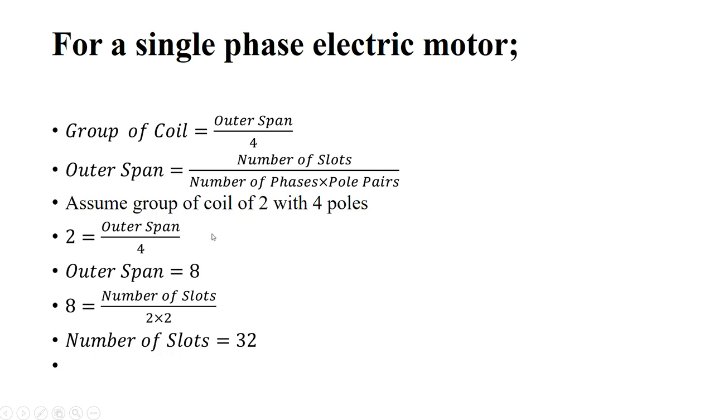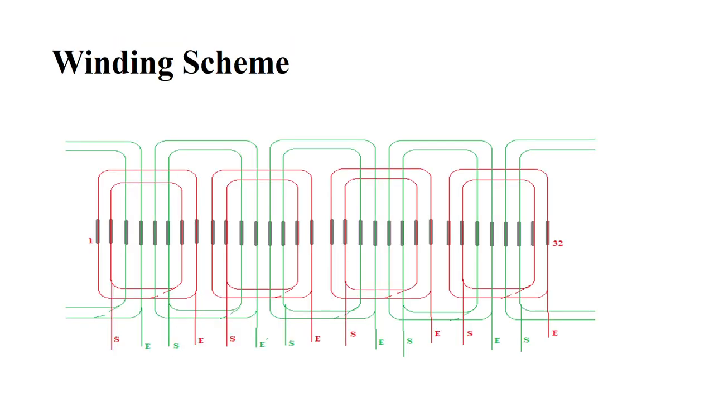You use the same formula, and this is the calculation. The number of slots, and that number of phases, you put it live and neutral, you put 2 here, while the pole pairs, you put 2 here, because the speed is still 1500 rpm. Now, this is the winding scheme for the 32 slots.